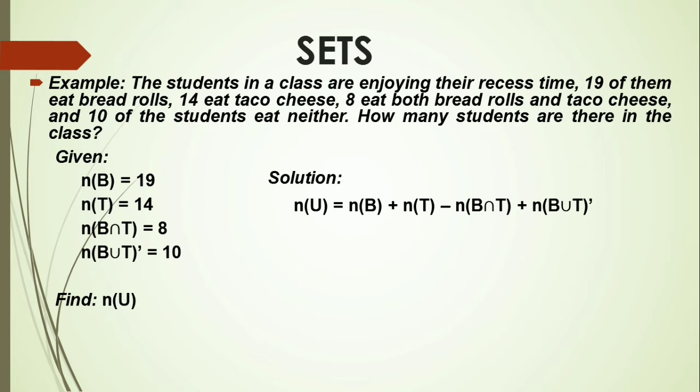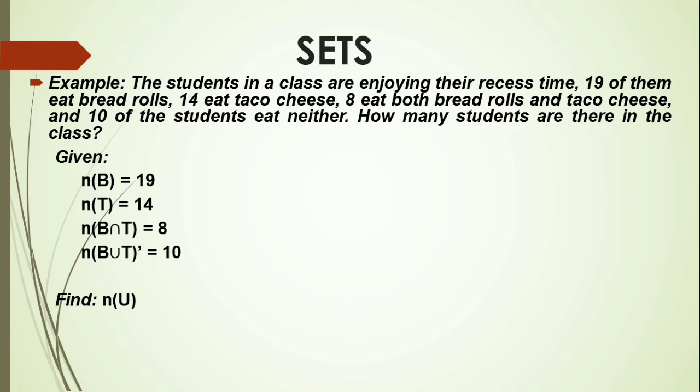Let us proceed. Substitute all the given into the formula that we came up with. After that, you just need to add them up to figure out the answer. 19 plus 14 is 33. 33 minus 8 is 25. And 25 plus 10 is 35. And there we have it. The number of students in the class is 35.